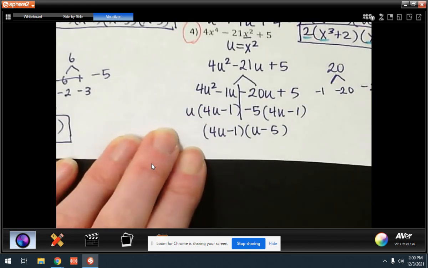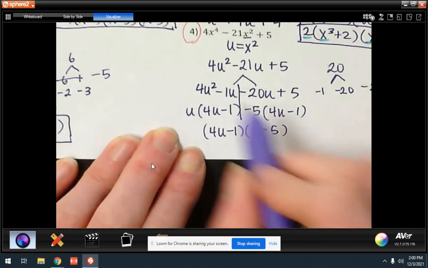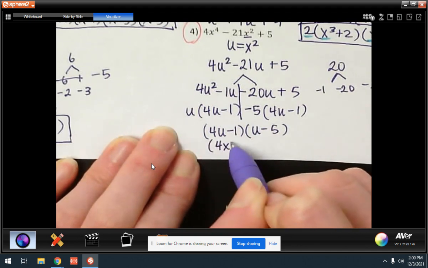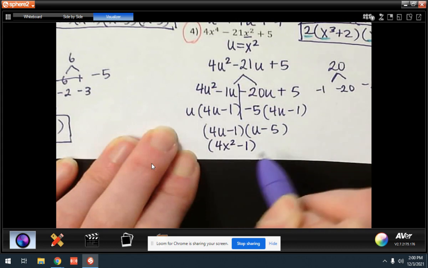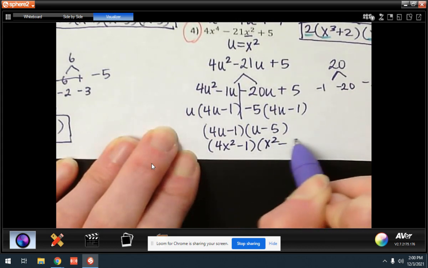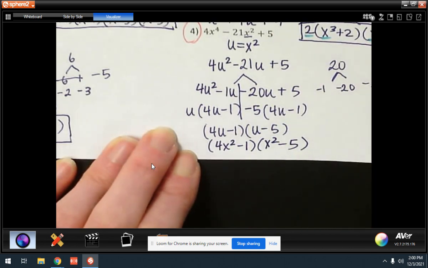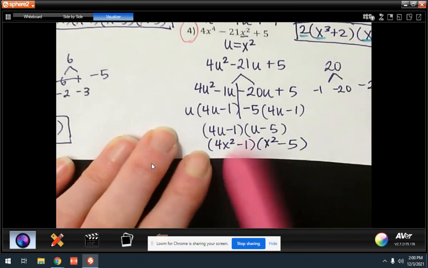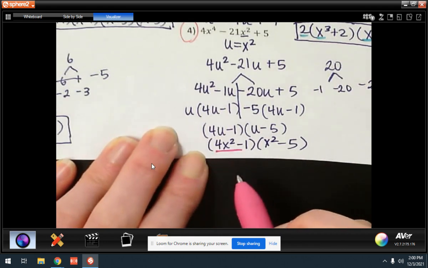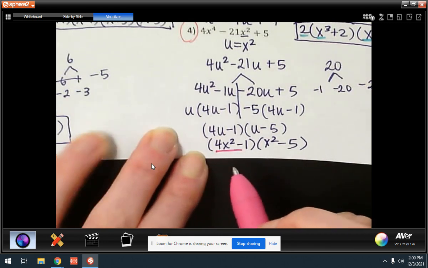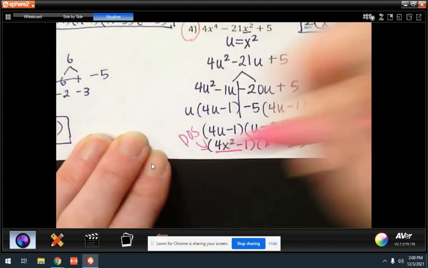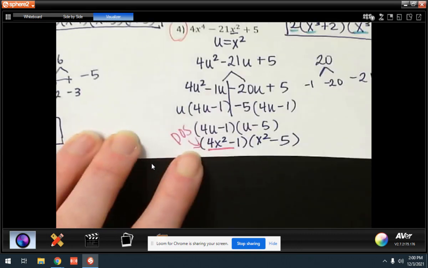Don't leave U in your final answer. Got to put x squared back. So 4x squared minus 1 and x squared minus 5. Is 4x squared minus 1 factorable? Yes. Difference of squares. How does that factor?